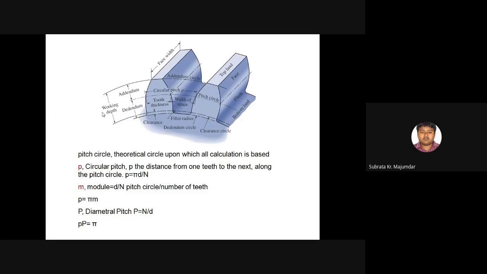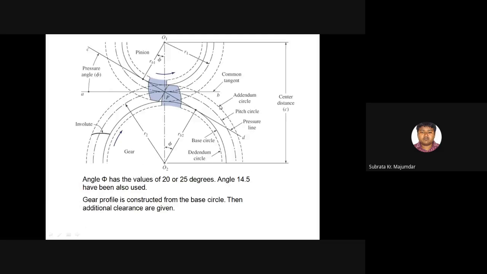Arc of approach. It is the portion of the path of contact from the beginning of the engagement to the pitch point. Basically, if we consider the basic mesh condition, the pitch point and this tangent portion are considered as the arc of approach.